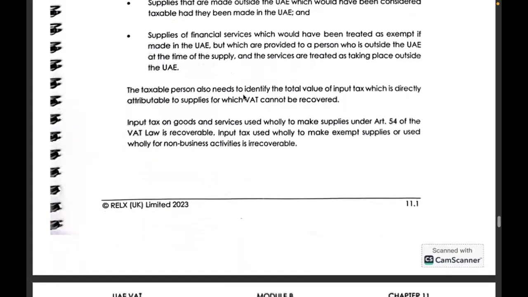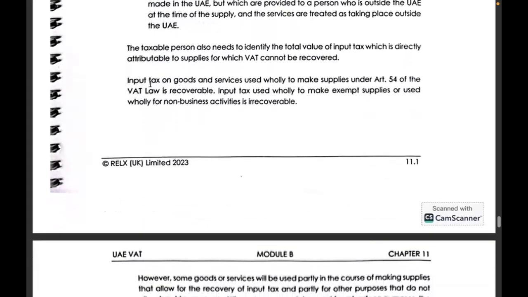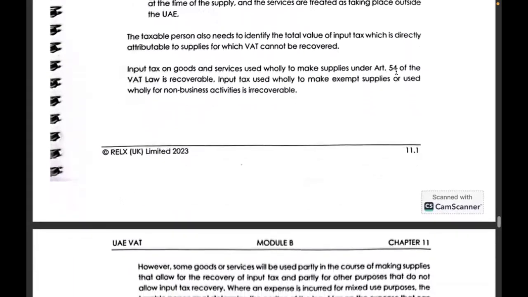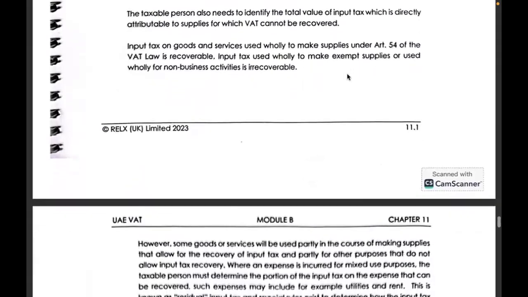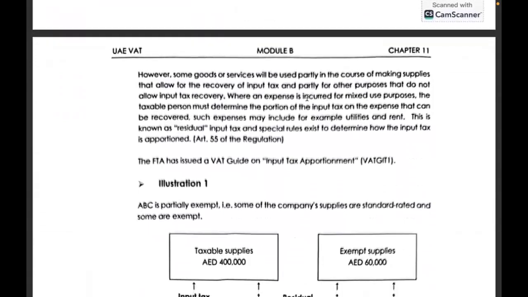The taxable person also needs to identify the total value of input tax which is directly attributable to supplies for which VAT cannot be recovered. So the entire input VAT relates to that particular stream of income which is exempt, so we will not be able to recover that. That is straightforward blocked input VAT. Now, input tax on goods and services used wholly to make supplies under Article 54 of the VAT decree law is recoverable. So input tax used wholly to make exempt supplies will be irrecoverable.